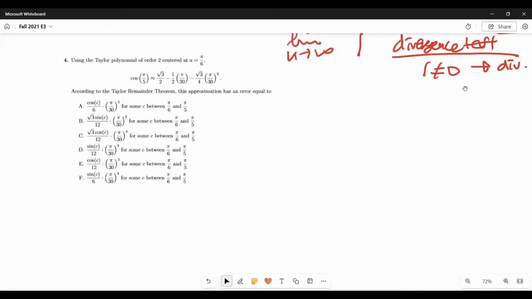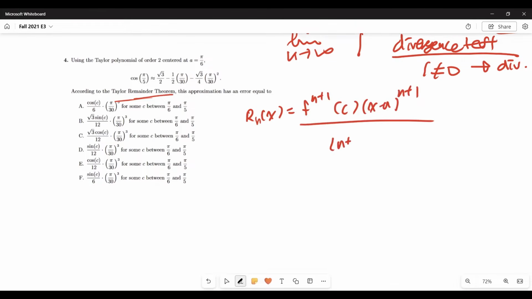Okay, this question is: according to the Taylor remainder theorem, the approximation has an error equal to what? So the Taylor remainder theorem says R_n of x is equal to f^(n+1) of c times (x minus a) to the n plus 1, over (n plus 1) factorial. This is just the equation that we are given, that we have to remember. And we know that the order is 2, so then n is 2.